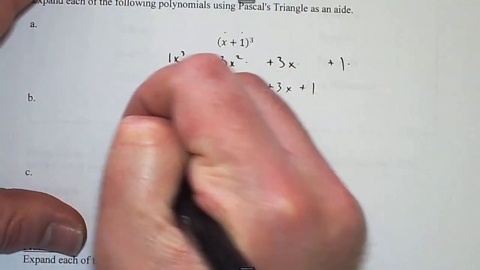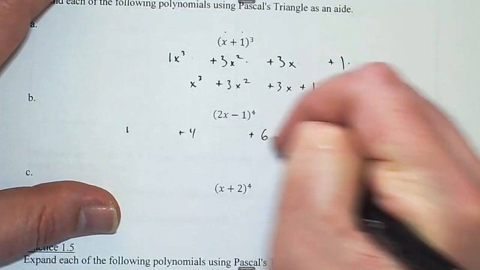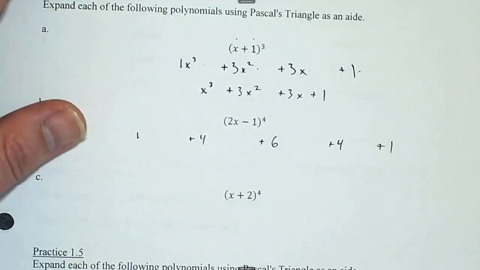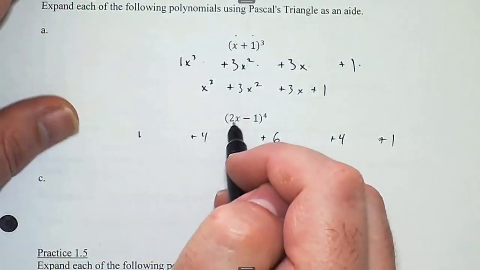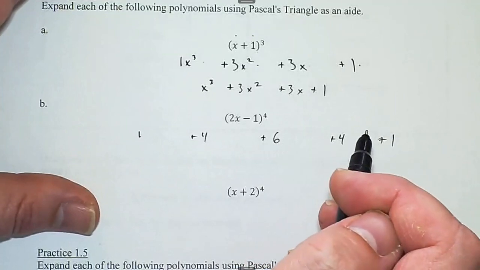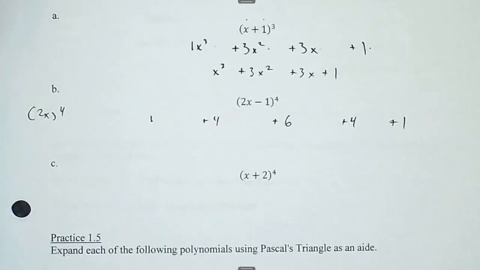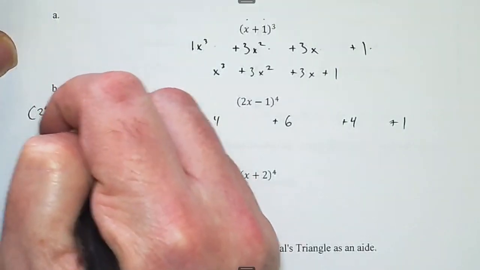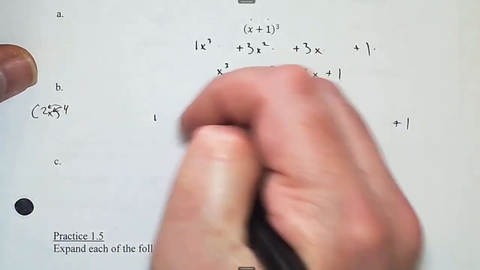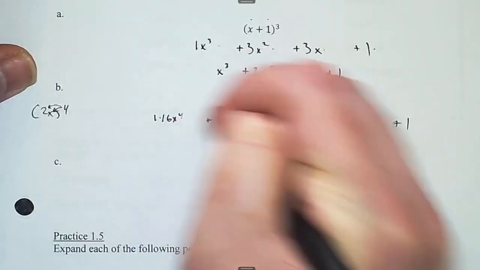Fourth power. 1 plus 4. Give yourself plenty of room, okay? Plus 6 plus 4 plus 1. Okay, now we have 2x that needs to start at the fourth power and go down. So we can go through and write it like that, but we're just going to have to apply the exponent to each one of them. Okay? So 2 to the fourth is 16, and then x to the fourth.